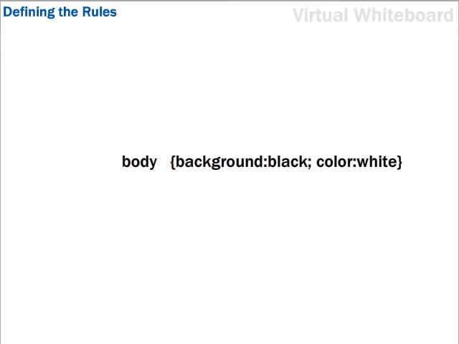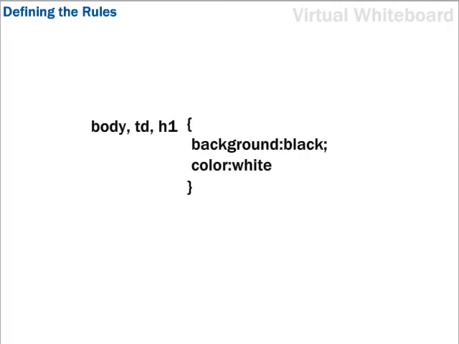Declarations can contain more than one property. The following example also sets the text color for this page to white. Notice that the two properties are separated by a semicolon. If you want to apply the same rules to several HTML tags, you could group those rules together as in the following example.